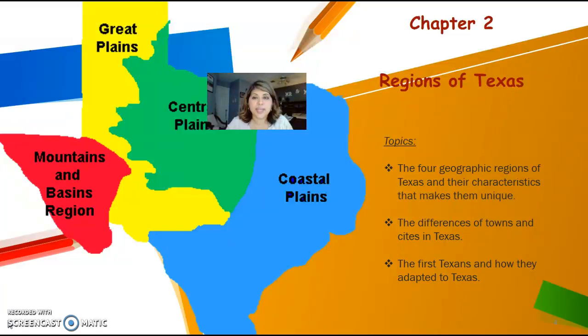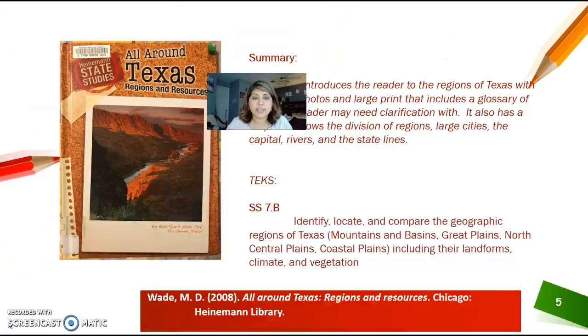Chapter 2, Regions of Texas. The topics are, of course, the geographic regions of Texas and what makes them unique, the differences of towns and cities in Texas, the first Texans and how they adapted to Texas.